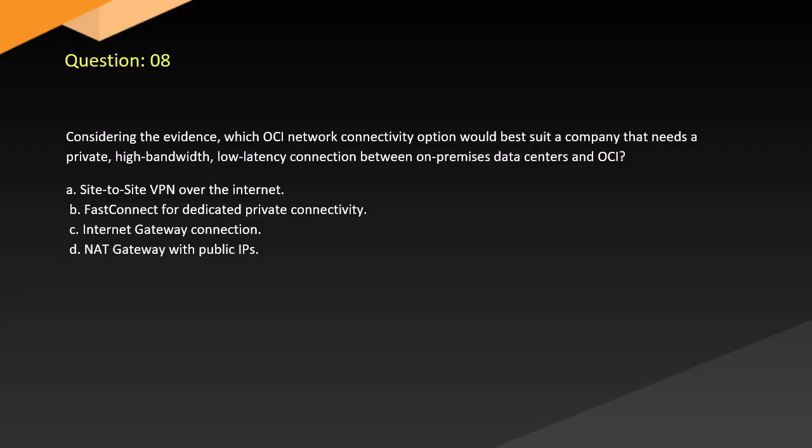Question 8. Considering the evidence, which OCI network connectivity option would best suit a company that needs a private, high-bandwidth, low-latency connection between on-premises data centers and OCI? A. Site-to-site VPN over the internet. B. FastConnect for dedicated private connectivity. C. Internet gateway connection. D. NAT gateway with public IP.